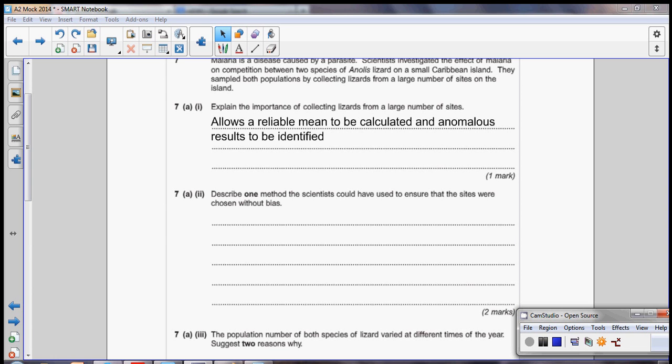Following on from that, it asks us to describe a method the scientists could have used to ensure that sites were chosen without bias. Now when you see that term without bias in the question, you should be thinking about random sampling. We do random sampling in order to prevent bias. But this is a 2-mark question, and it's a describe question. So we're not looking for just a very simple answer. We're not looking for something as simple as saying random sampling. We're actually looking for a description of how random sampling might be carried out.